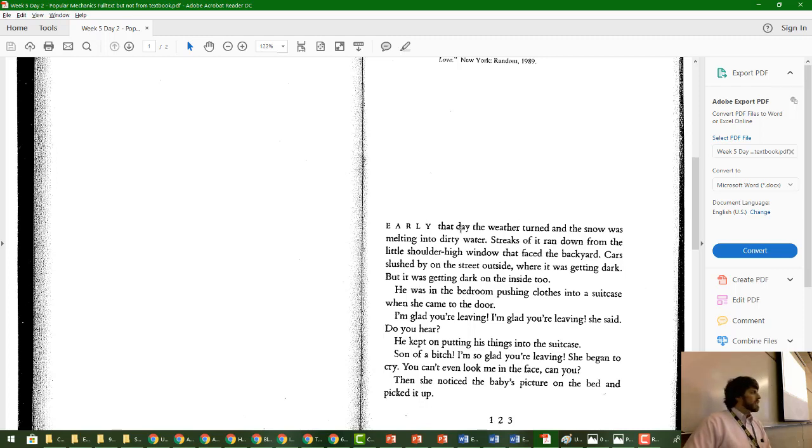And like you say, the beginning stuff might be pretty good. So early that day, the weather turned and the snow was melting into dirty water. Maybe I want to take the symbolism there. Streaks of it ran down from a little shoulder-high window that faced the backyard.